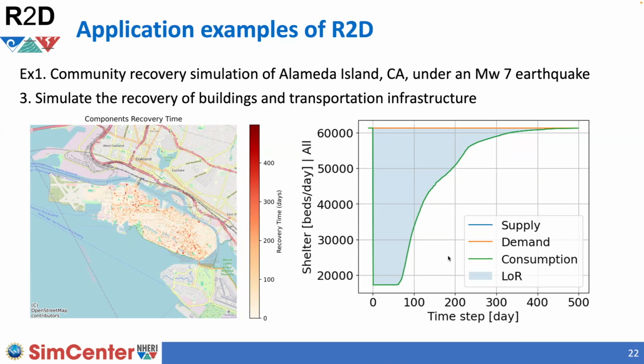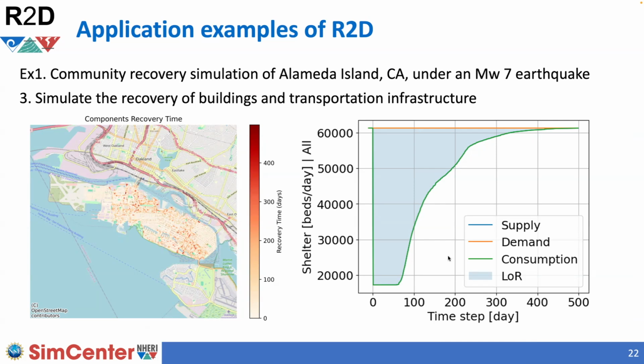In this example, the transportation infrastructure gets a higher priority than buildings. So these resources will be distributed to the transportation infrastructure first to recover the roads and then recover the buildings. After doing this, on the left-hand side, you can see a result of this regional recovery simulation, where I have an estimate of the recovery time for all the components in the region.